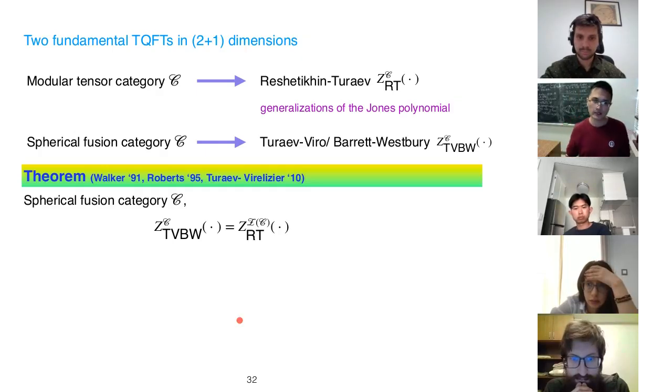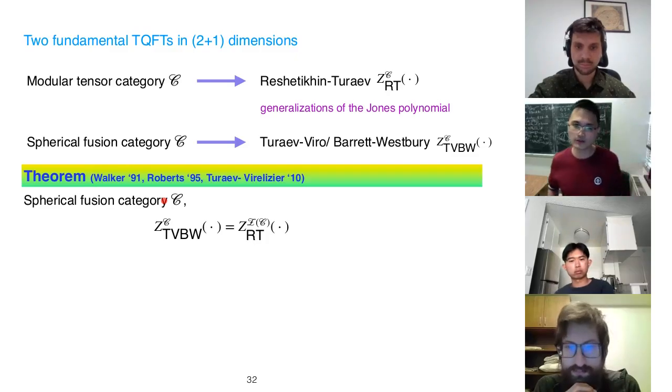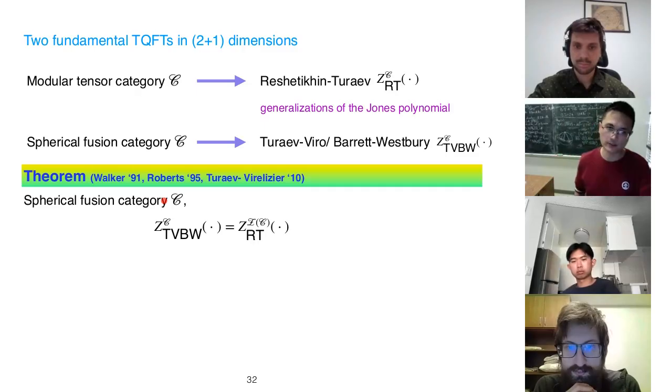Namely, if you take a fusion category C, then the Turaev-Viro-Barrett-Westbury TQFT essentially is the same as the Reshetikhin-Turaev TQFT, but constructed from the so-called Drinfeld center of the input fusion category.